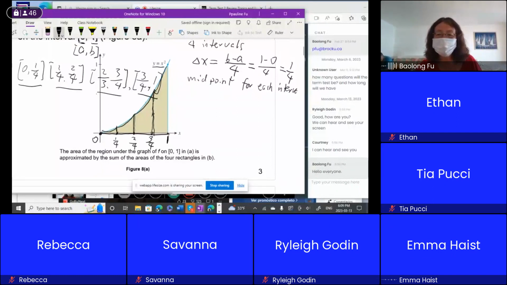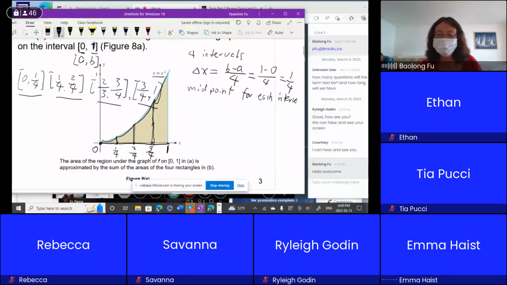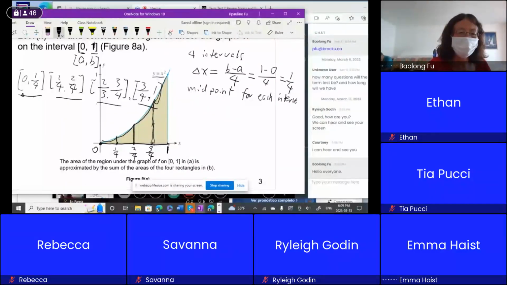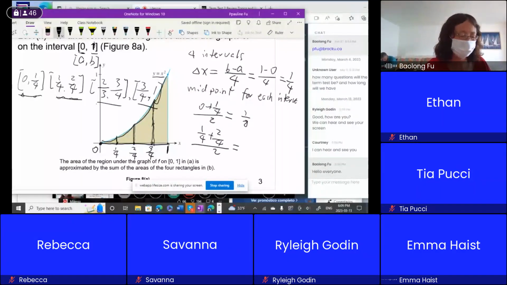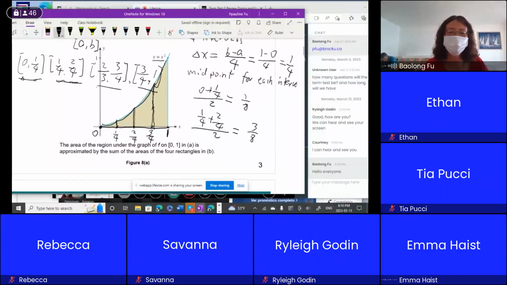Now I want to calculate the midpoint for each interval. You just do the average. So the first midpoint, 0 plus 1 over 4 divided by 2. So the midpoint is 1 over 8. The second midpoint is 1 over 4 plus 2 over 4 divided by 2. What do you get? 3 over 8. This is the second midpoint.